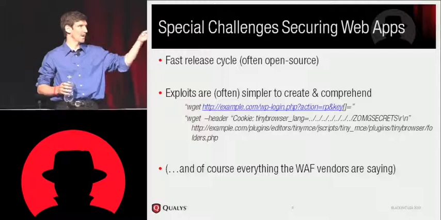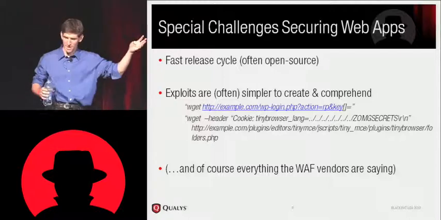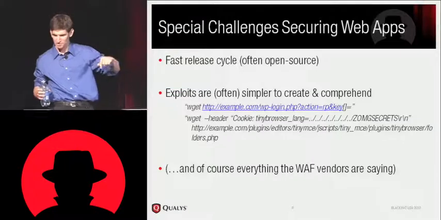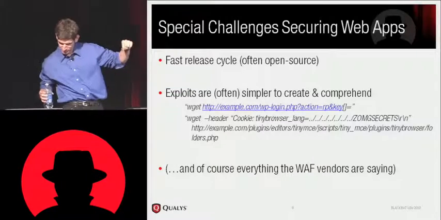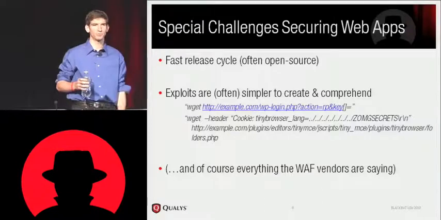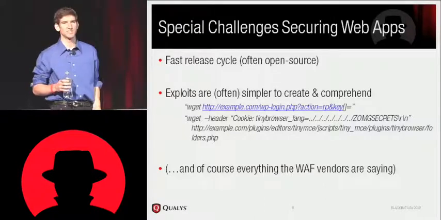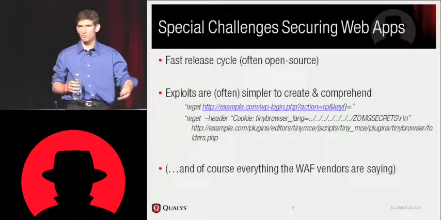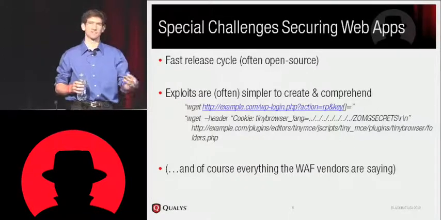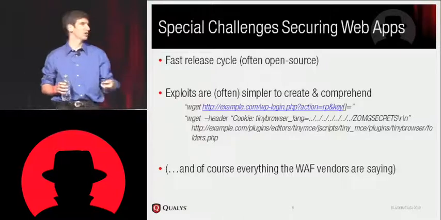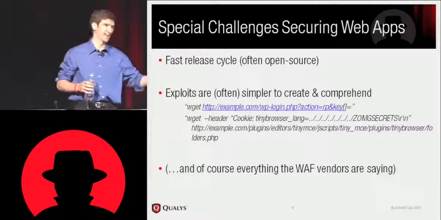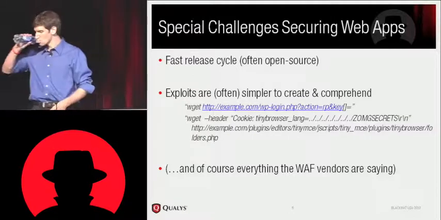Here's 2 examples of actual complete working exploits. These are known published ones. A WordPress admin password reset and a Joomla, I think it's a file disclosure. And executable or exploitable via wget. You don't need IDA Pro, you don't need any of these deeper tools that take a little bit more domain knowledge to understand these exploits. So there's a lot going on in web application security. And of course, everything the WAF vendors are saying, I won't reiterate all of that.